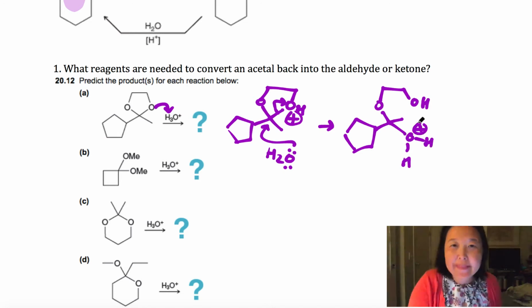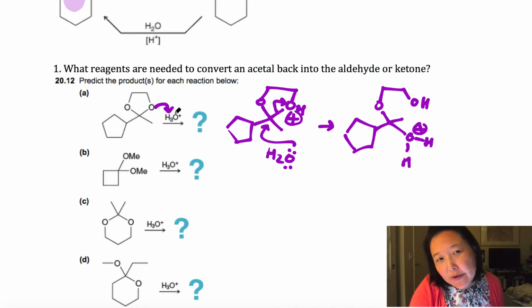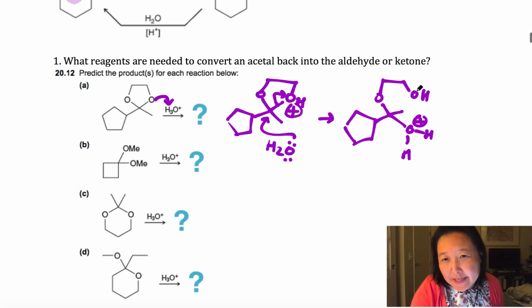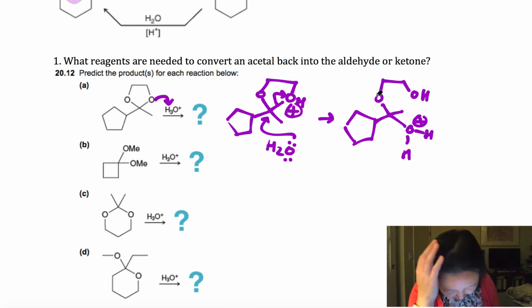So at this point, I'm going toward a carbonyl. And I know this is probably going to involve some kind of hydrate intermediate. So I'm going to hydrolyze this off with water. I'm going to try to get rid of this ethylene glycol here. So to do that, I attack it with water, and then I do a proton transfer and try to make this a good leaving group.